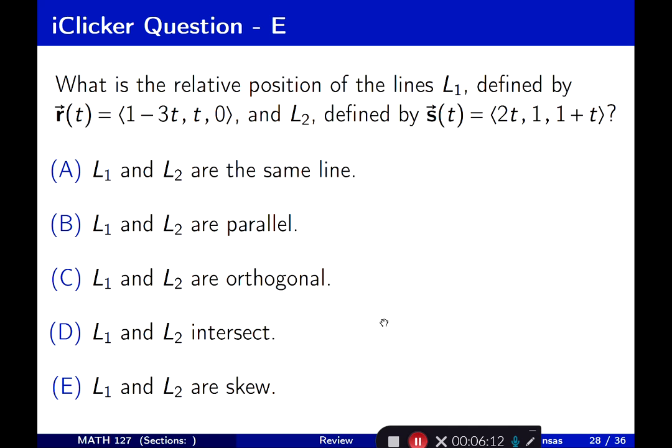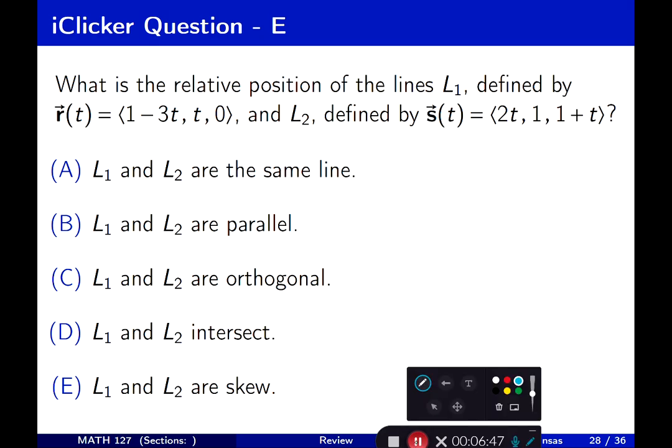Question E. What is the relative position of the line L1 defined by R of t equals (1, -3t, 0) and L2 defined by (2t, 1, 1 plus t)? Options are: A, L1 and L2 are the same line; B, L1 and L2 are parallel; C, L1 and L2 are orthogonal; D, L1 and L2 intersect; E, L1 and L2 are skew.